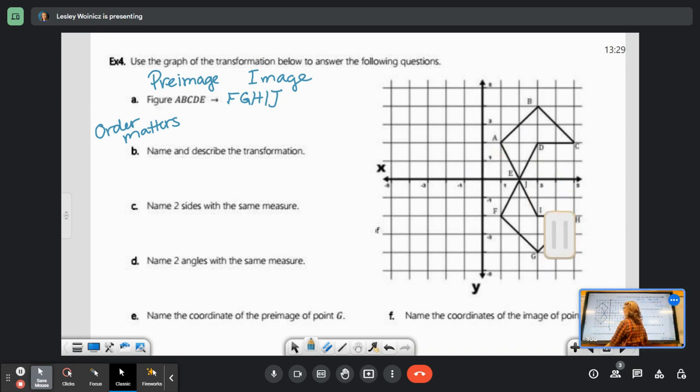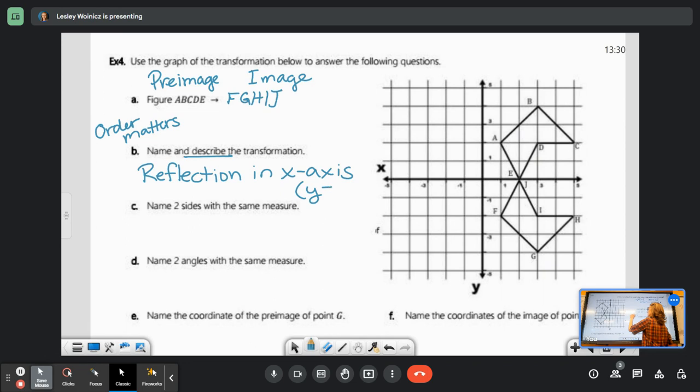Okay, so what is this that we've done here? It's not a rotation, it's not a translation, it is a reflection. And then it also says that we have to describe it. So what line did we reflect in? Did we reflect in the line y equals x? Did we reflect in the y-axis? Nope, nope. We reflected in the x-axis, also known as the line y equals 0.